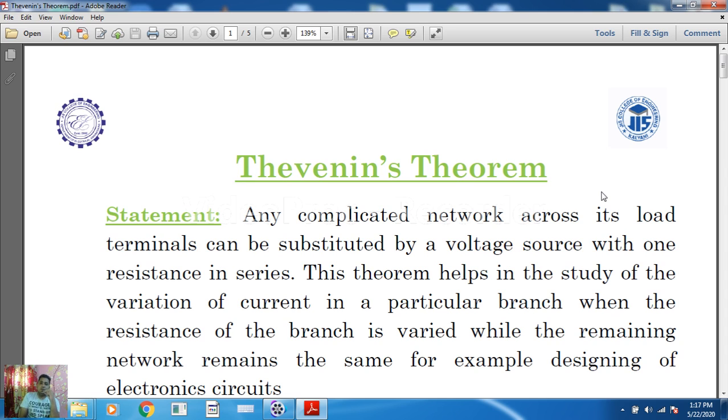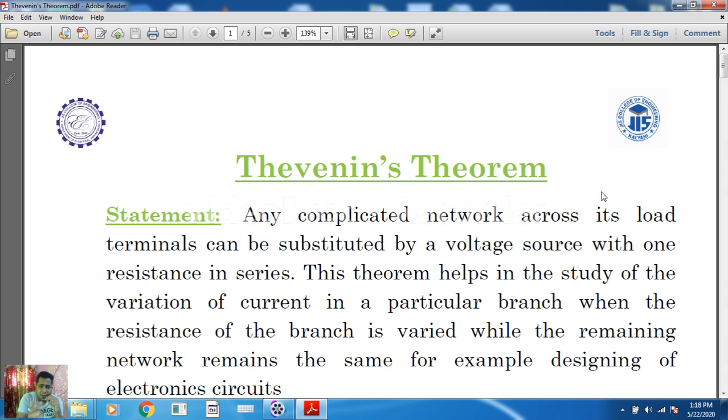In Thevenin's theorem, we can find the current passing through any particular branch of a complex circuit. Complex means a larger one. The remaining resistors, components and sources remain constant in the circuit. If a particular resistance value is changing continuously, then also we can apply Thevenin's theorem.